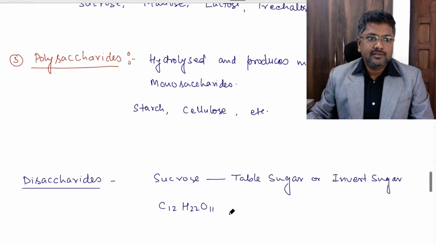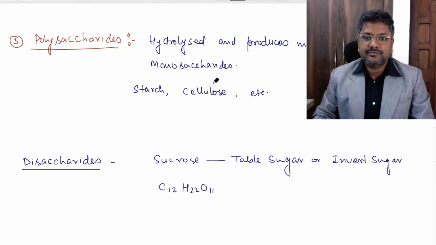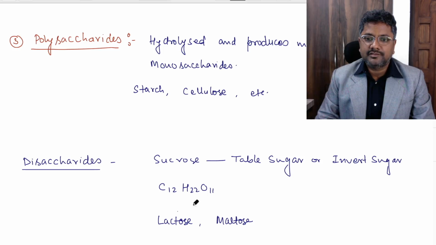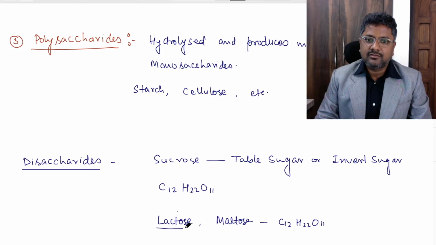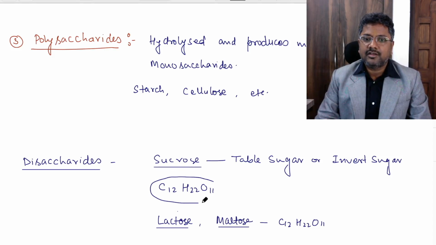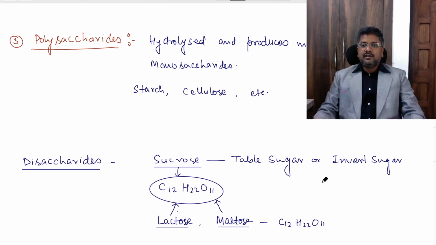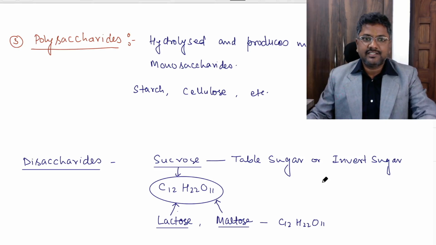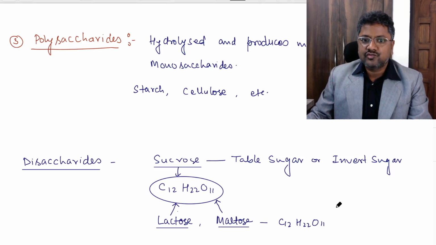It has the molecular formula C12H22O11, right? And lactose and maltose also have the same molecular formula, C12H22O11. Lactose is also called milk sugar, maltose is malt sugar, and sucrose. All three have the same molecular formula, C12H22O11, but all are different because they have different monomeric units, or different orientation, or different isomers involved in these disaccharides. All are disaccharides, meaning on hydrolysis they produce 2 moles of monosaccharide.